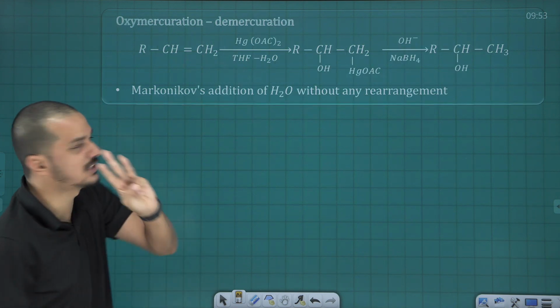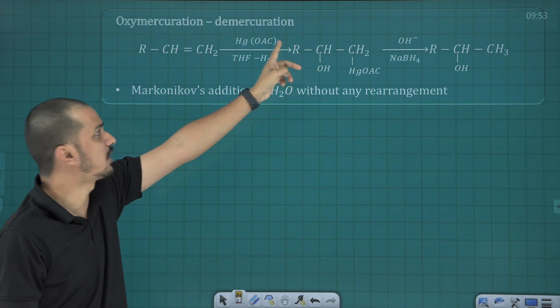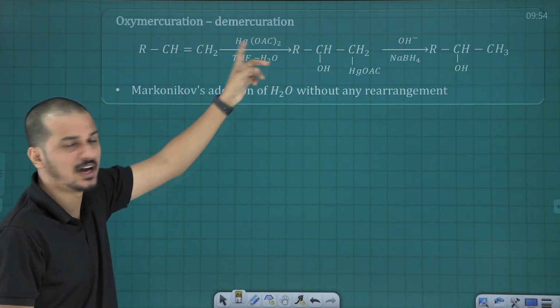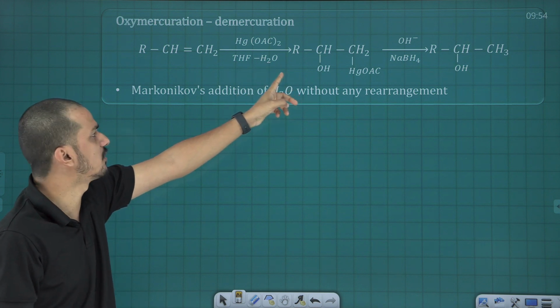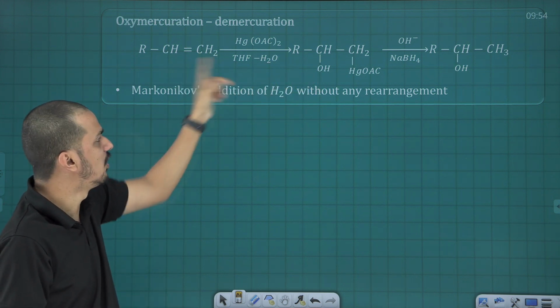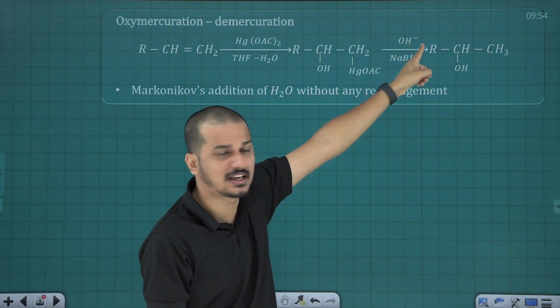Again, here one more thing. The third one is oxymercuration-demercuration. So mercuric acetate and tetrahydrofuran in presence of water, once you are treating, addition will take place. Here you can see addition will take place. This group will be added. Then after that you are reducing that in presence of an alkaline medium.